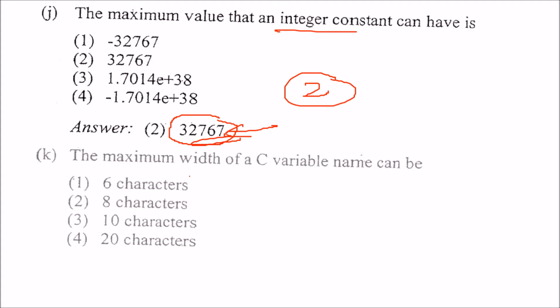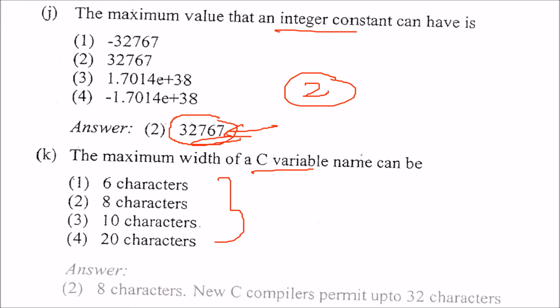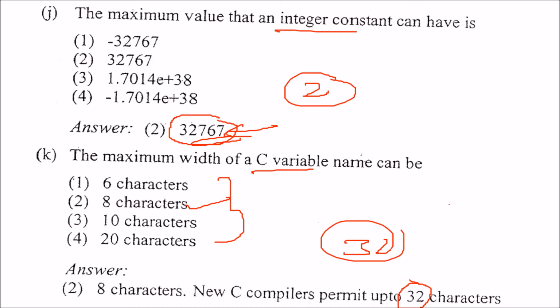The maximum width of a C variable name is also system dependent, so it can be any number of characters long. For the question answer purpose we might stick to 8 characters, but new compilers commit 32 characters, so we'll stick to 32 characters. It can go up to more than that. For answering this question, you'll go to the second one. Otherwise, it can go up to any number of characters.